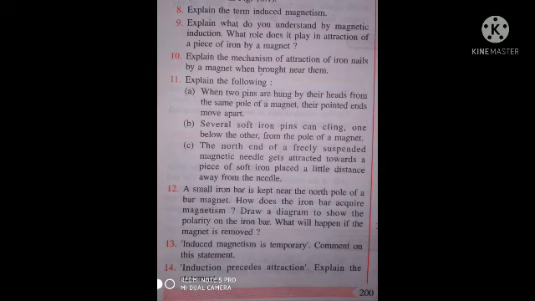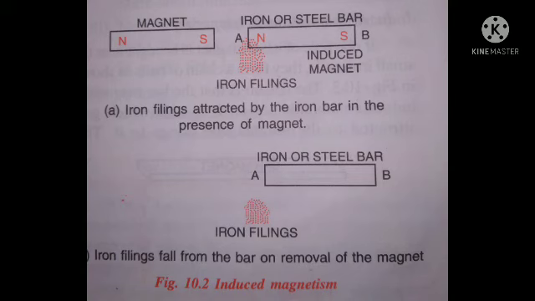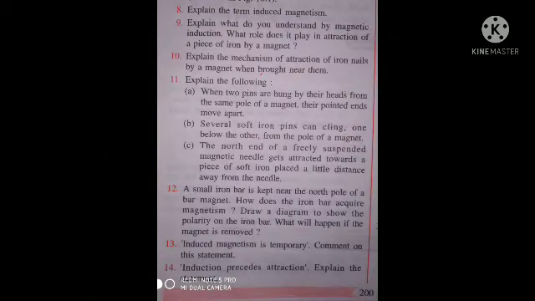How does the iron bar acquire magnetism? Draw a diagram to show the polarity on the iron bar. What will happen if the magnet is removed? First you have to write that the iron bar acquires magnetism due to magnetic induction, and then after drawing the diagram you have to write that if the magnet is removed, the iron bar loses its magnetism. The image has been given on top.